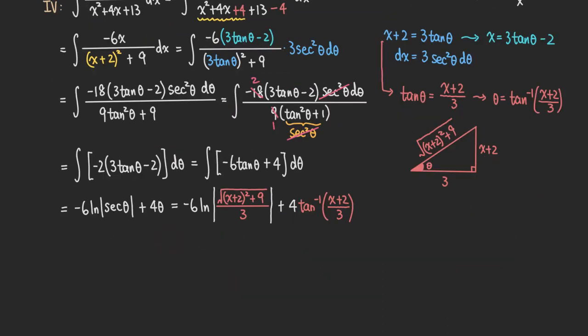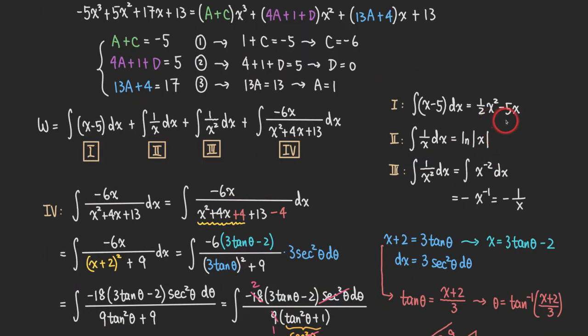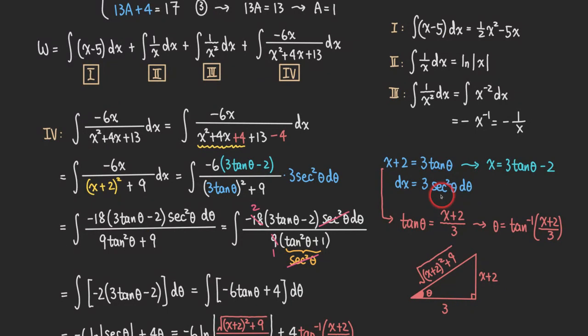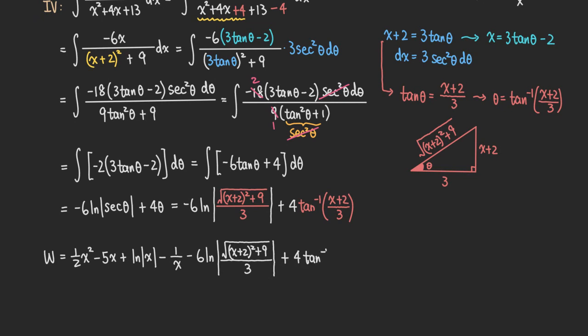So now our original integral is going to be, let me see, what is that? That's going to be 1/2 x squared minus 5x, ln of x, negative 1 over x, and then all this stuff right here. Okay, so let's put them together. So we get 1/2 x squared minus 5x plus ln of absolute value of x, and then minus 1 over x, and then minus 6 ln of absolute value of the square root of x plus 2 squared plus 9 all over 3, plus 4 tangent inverse of x plus 2 over the 3.